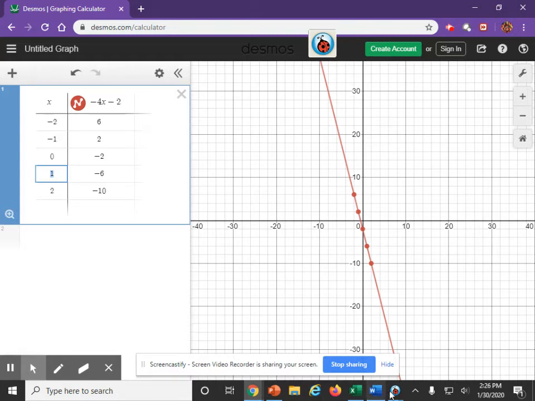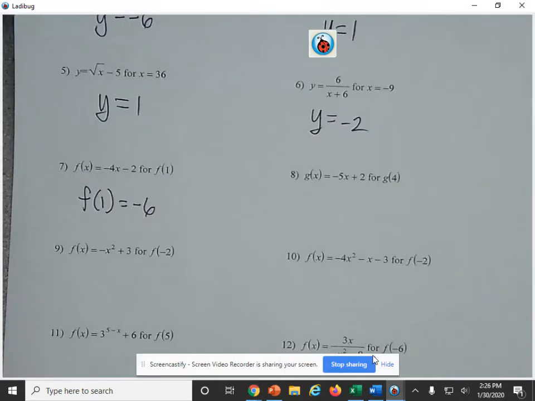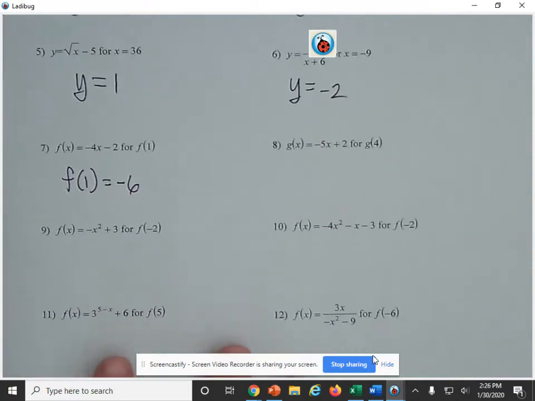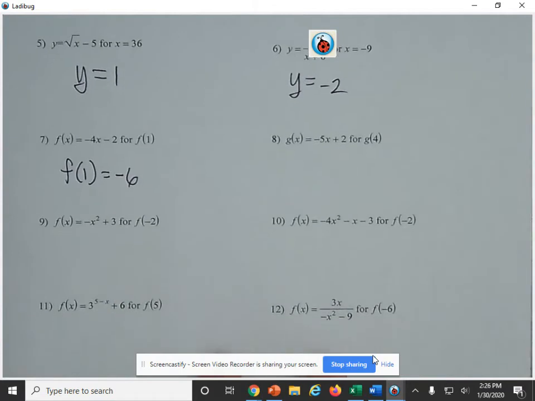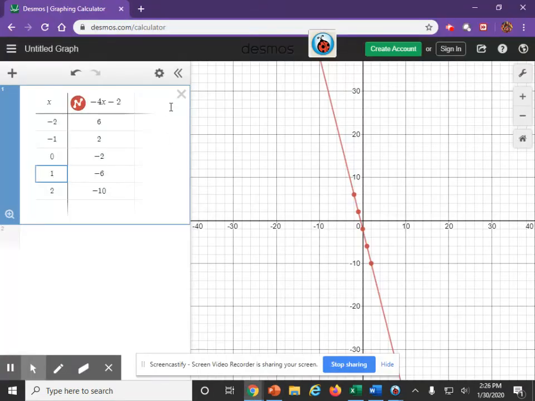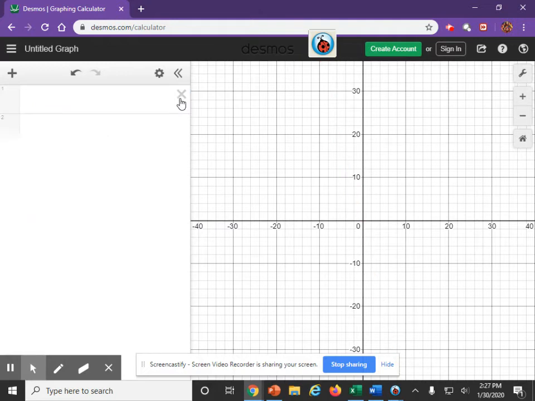So f of 1 equals negative 6. Let me show you how I wrote that down on my paper. So instead of writing y equals, I wrote f of 1 equals negative 6. Okay, so I go back to Desmos, x out. All right, moving on to the next one.